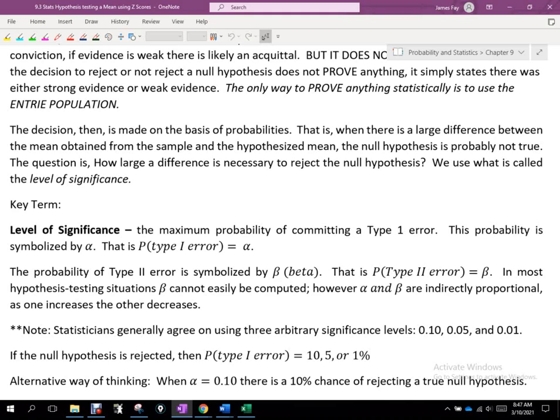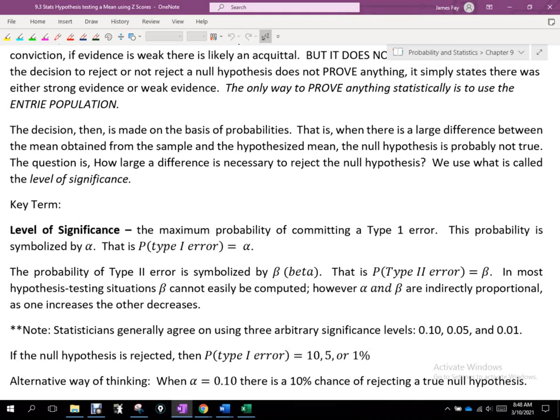So let's say that the average height of 17-year-olds is 5 feet 8 inches. Okay, I take a sample and I find that the sample has a mean height of 5 feet 7.5 inches. I would argue that probably that data is not far enough away from 5 feet 8 inches to reject that the mean of 17-year-olds is 5 feet 8 inches.